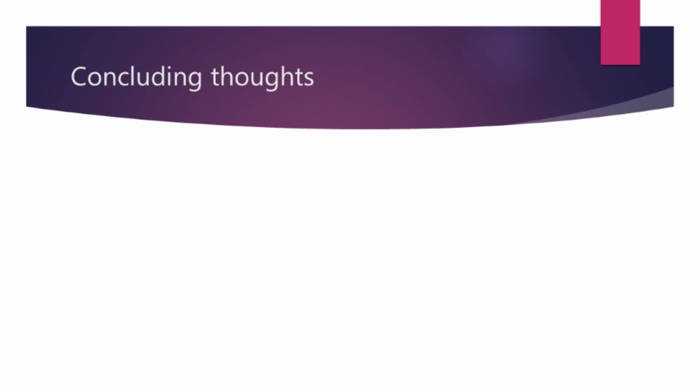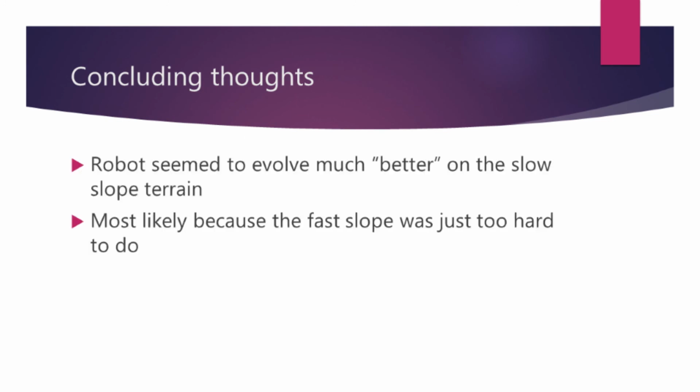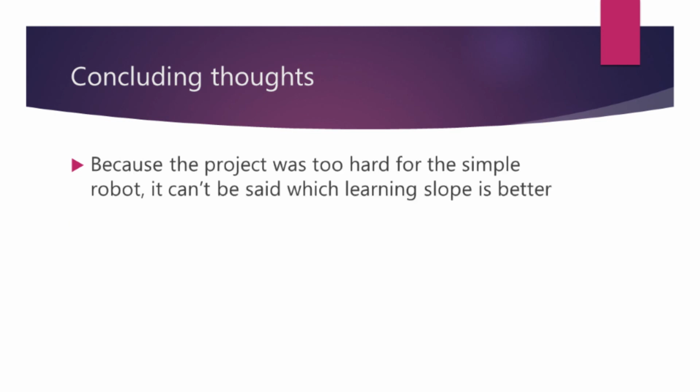In the end, the robot seemed to evolve better on the slow slope, but only because the fast slope terrain was too hard to do. Because of these results, the question of which learning process is better is inconclusive at this point.